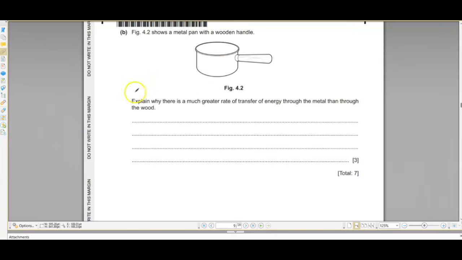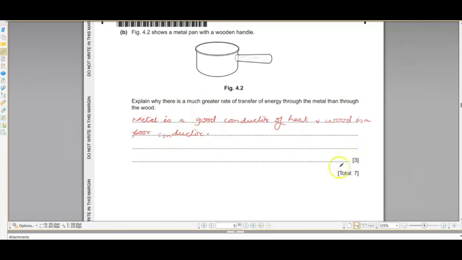Okay, so what we can write over here is, first we have to explain why there is a greater transfer of energy through the metal and not through the wood. It is due to the fact that metal is a good conductor of heat and wood is a poor conductor of heat. Okay?